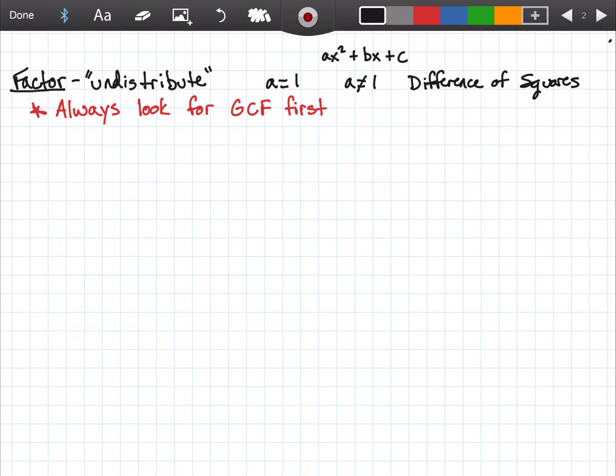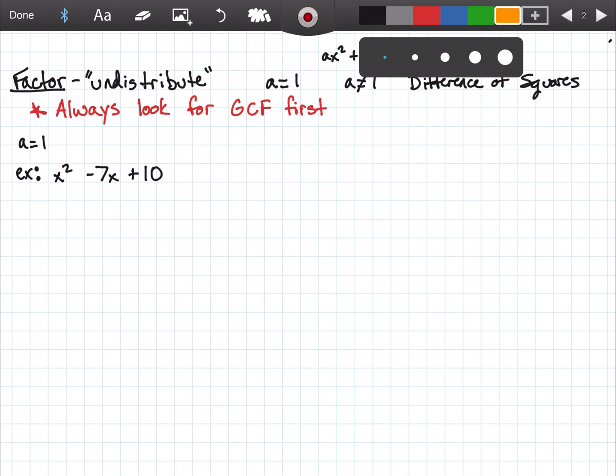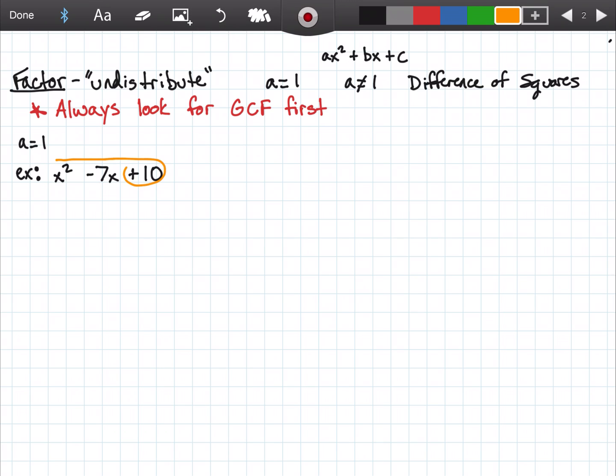Okay, we're going to start with some a equals 1 examples. So let's say right off the bat, let's just go x squared minus 7x plus 10. I'm going to lowball you first. Do I see a GCF? GCF would mean that I would have a coefficient or a variable in common for all 3 of those terms. I do not, therefore, no GCF. So we're going to multiply the first term and the last term. So 10x squared. All right, what 2 numbers multiply to 10x squared but add to negative 7?